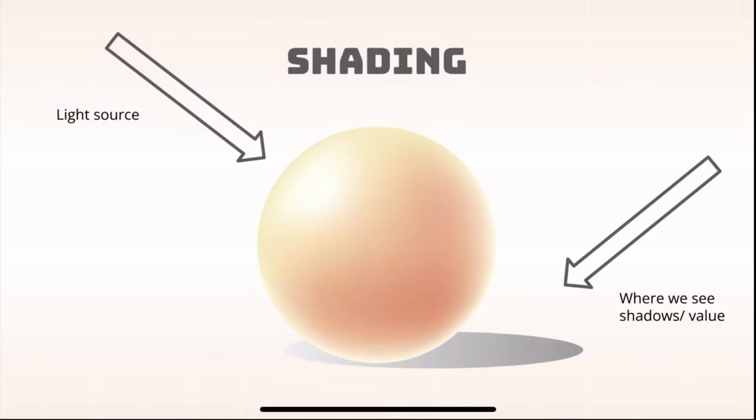And so then we're going to talk about shading as well. In shading, we'll have a light source. So we can see here our light source is coming in from our left-hand side, and all of our shading is then going to fall on our right-hand side.